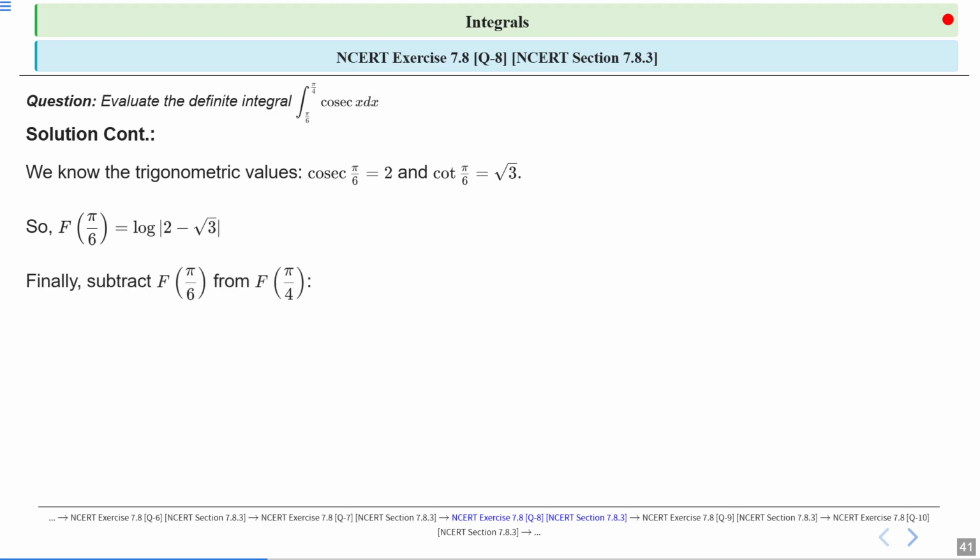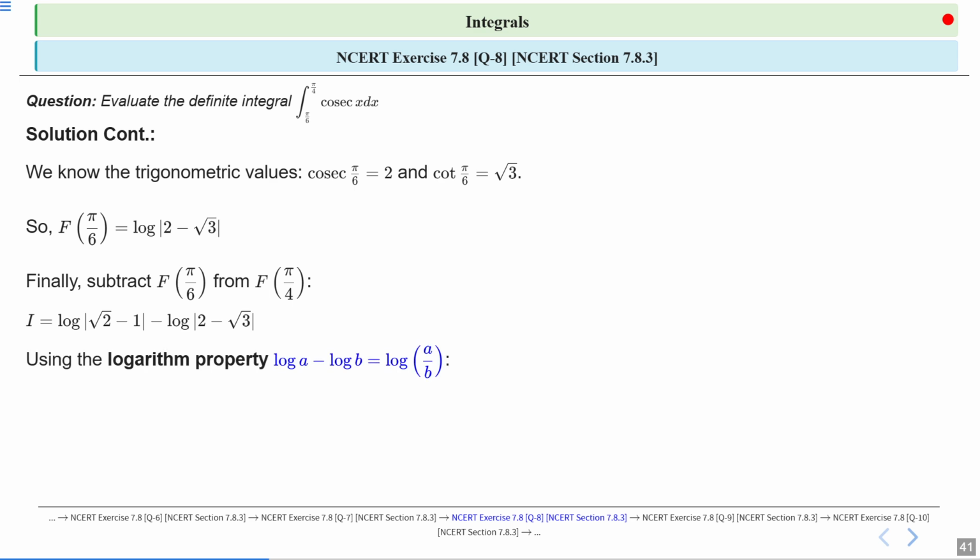So finally subtract F(pi by 6) from F(pi by 4). We get I is equal to log of root 2 minus 1 minus log of 2 minus root 3. So using the logarithmic property, log a minus log b is log a by b. When we apply this logarithmic property, the value of the definite integral is log of root 2 minus 1, that is a, by b, that is 2 minus root 3.